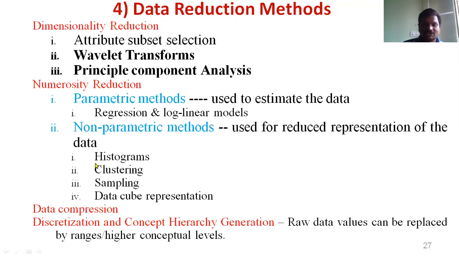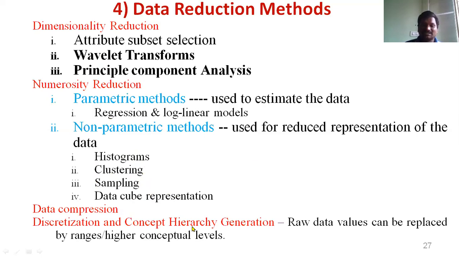These include histogram, clustering, sampling, and data cube representation. These four different kinds of methods, and then another one, data compression. These are called data reduction methods. Another one is data discretization and concept hierarchy generation.